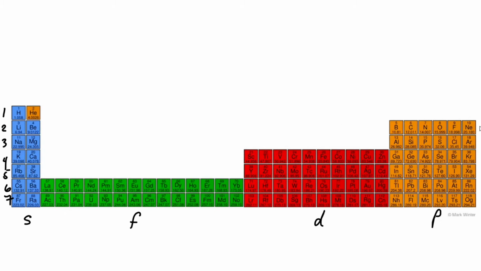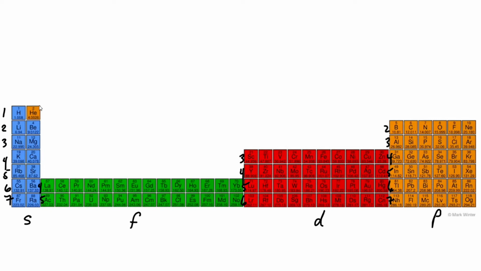And we can do the same thing for the p orbitals. So they start at principal quantum number 2, so we go 2, 3, 4, 5, 6, 7. The d block begins at n equals 3, so we go 3, 4, 5, 6. And f starts at 4, so we only have 4 and 5.